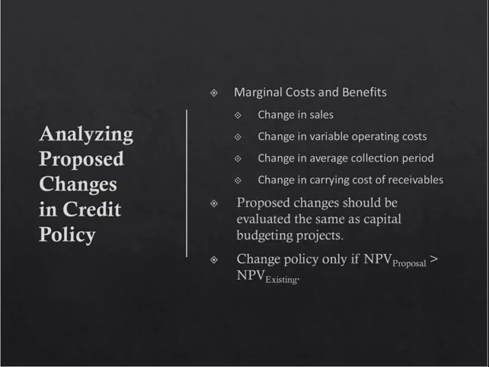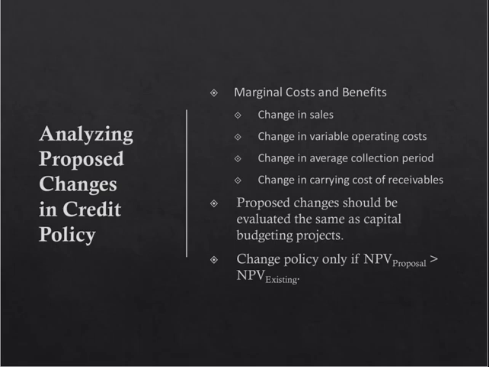So when you're going to make potential changes in credit policy, we come back to the combination of risk, return, and time of cash flow. So we're back to finance principles. Marginal cost and benefits. So if you're going to relax your credit policy, let's say, and issue more credit to folks, you're going to have marginal costs and marginal benefits. You're going to have changes in sales. So sales should theoretically go up.